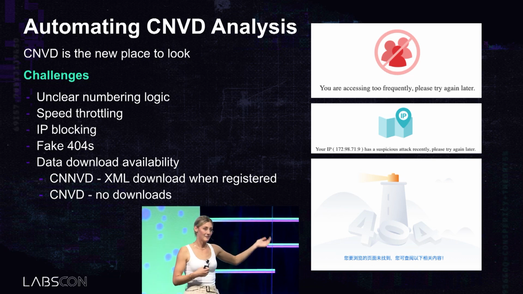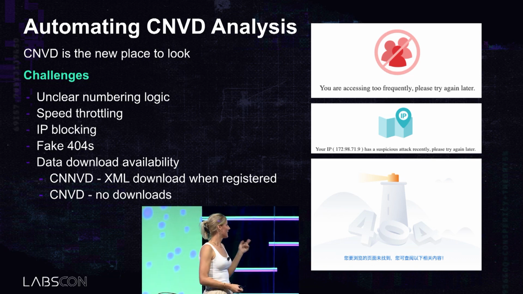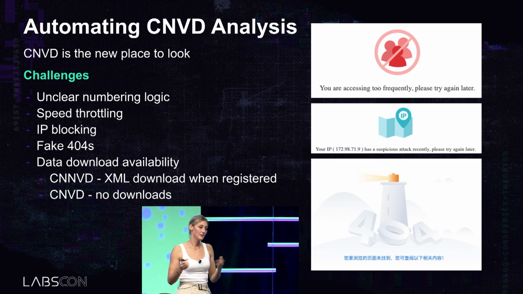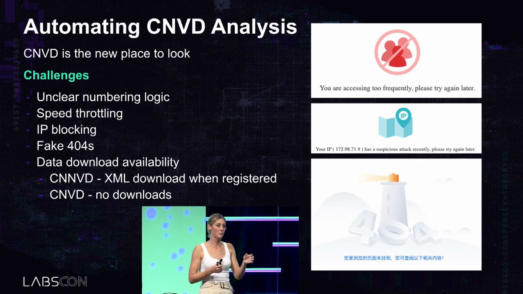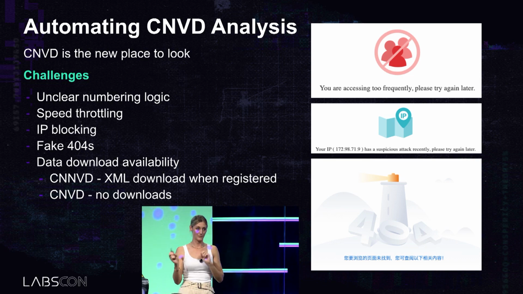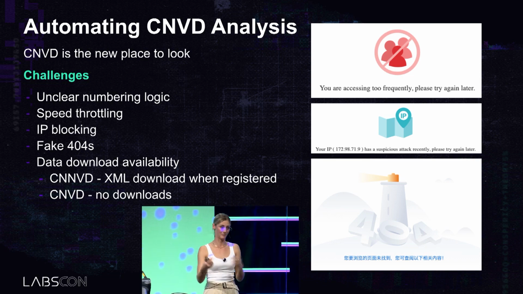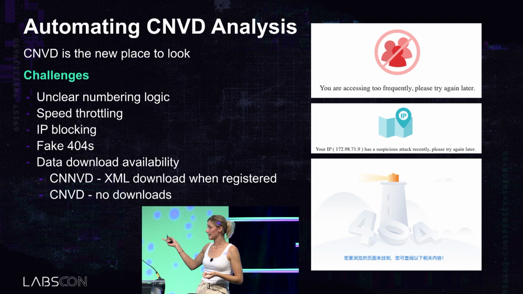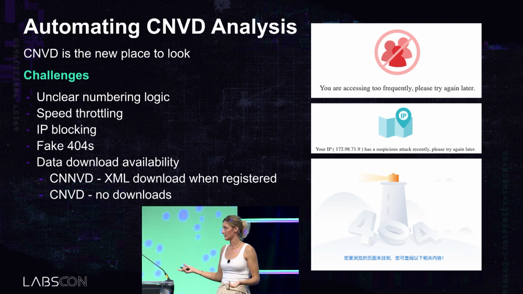We mentioned they have abnormal numbering logic, so that's a problem when you're trying to script this. It seemed like they were throttling the speed of the website. Again, they would put up fake 404s. I could be on there looking at their homepage, I can get to their homepage, no problems. And then as soon as I click on vulnerabilities, it will instantly block it, say 404, page doesn't exist, unless I change my IP address. They just don't like it. And unlike the CNNVD, where you can download an XML file, you can't do that from this website. So again, just really not easy.